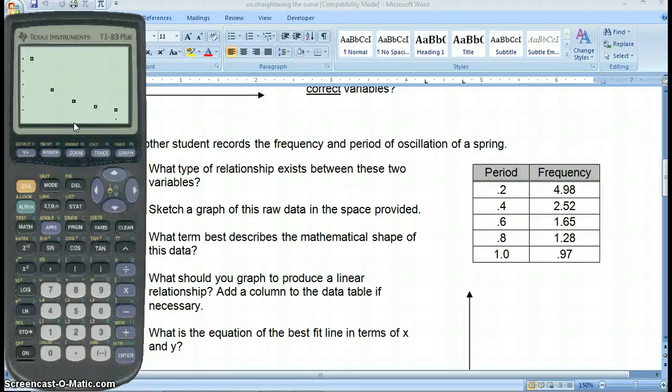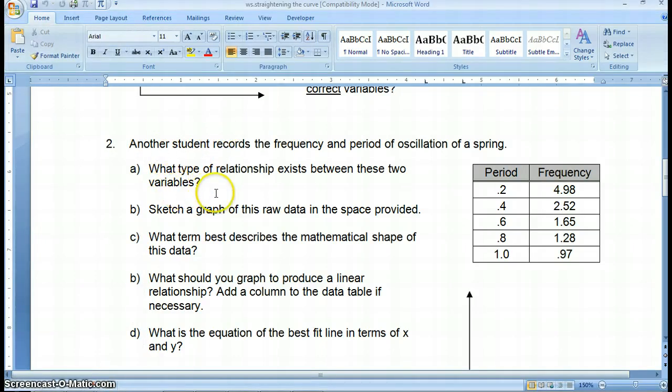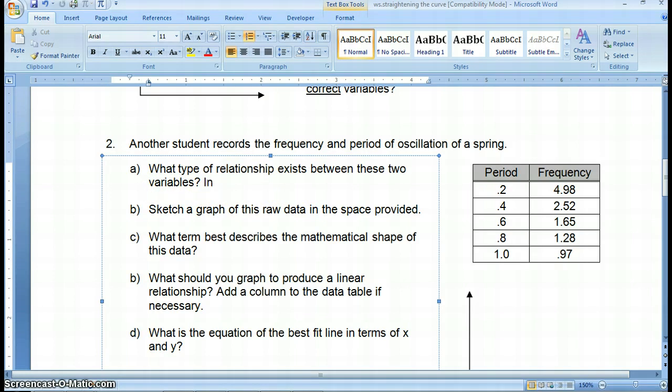So there's our graph, and definitely is not linear. There's a downward sloping curve, which is an inverse relationship. So I was right. So now what do we do? Well, let's look at some of the questions here. What type of relationship exists between these two variables? We can say that that's inverse. So I'll just type that inverse in there. Inverse relationship.